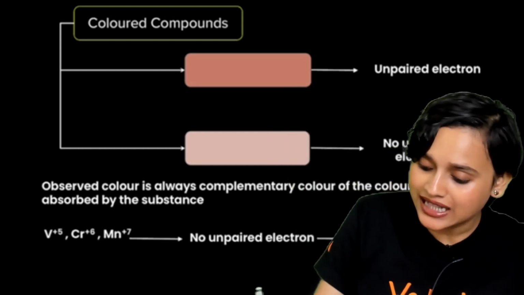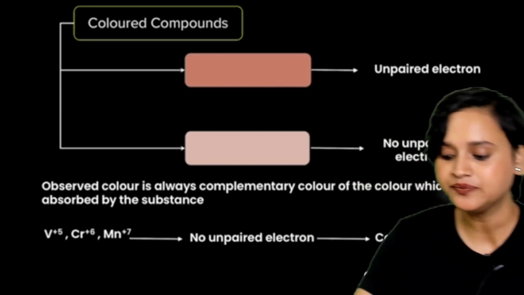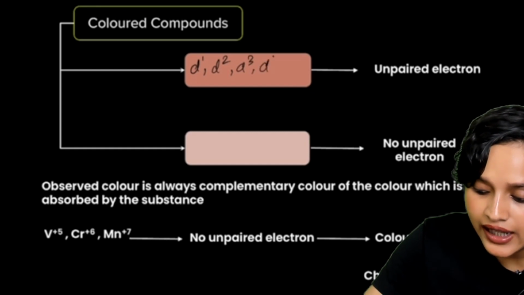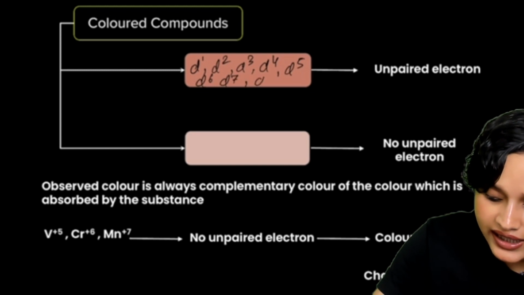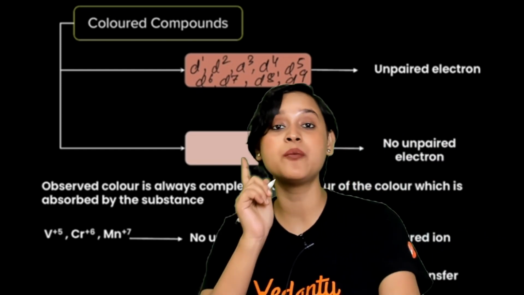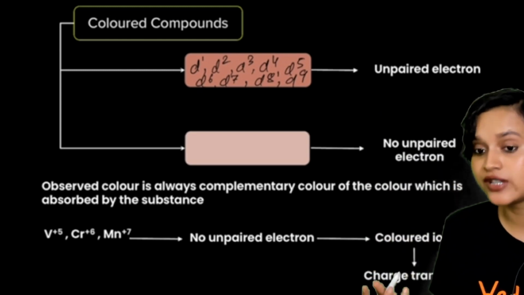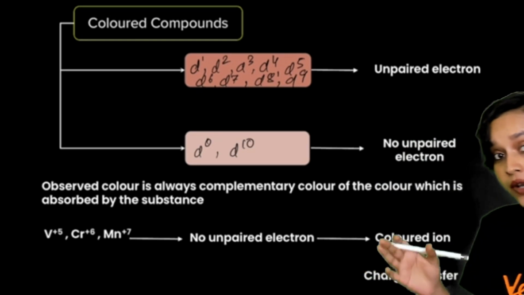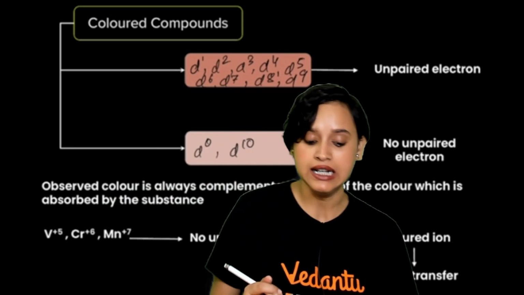If you look at d1, d2, d3, d4, d5, d6, d7, d8, d9, wherever there is even a single unpaired electron, you will get to see color. But in cases like d0 or d10, where there are no unpaired electrons or no electrons at all, obviously you will not see any color.